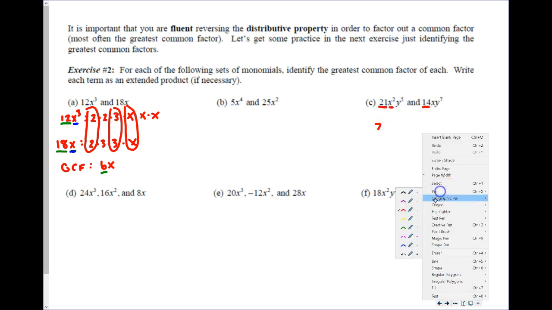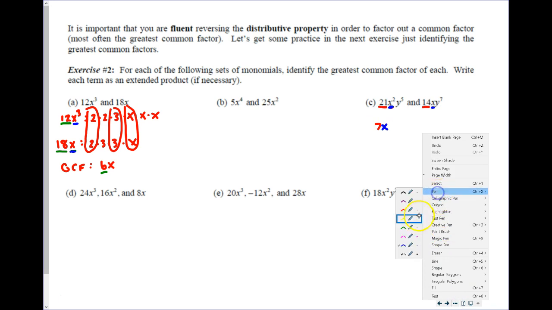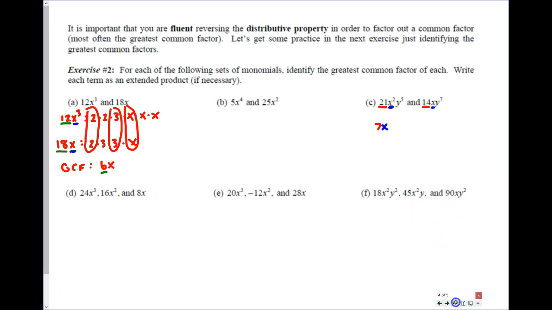I'll use a different color here. I've got x squared and I've got x. Well, the lowest one of those is just x. And then my y's, I've got a y to the 5th and y to the 7th. My smallest one is the 5th, so this is my GCF.